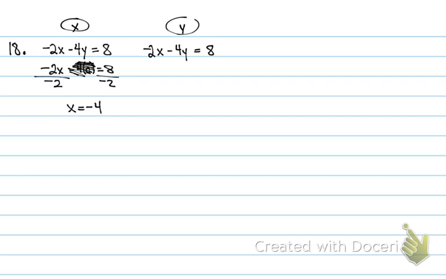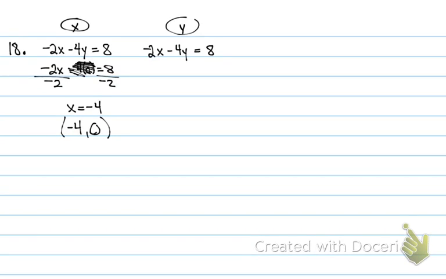What's the ordered pair for my x-intercept? X equals negative 4, and then what's my y value? 0, because that's what I plugged in. If x is negative 4, my y is 0. All right, now you go ahead and solve for y.